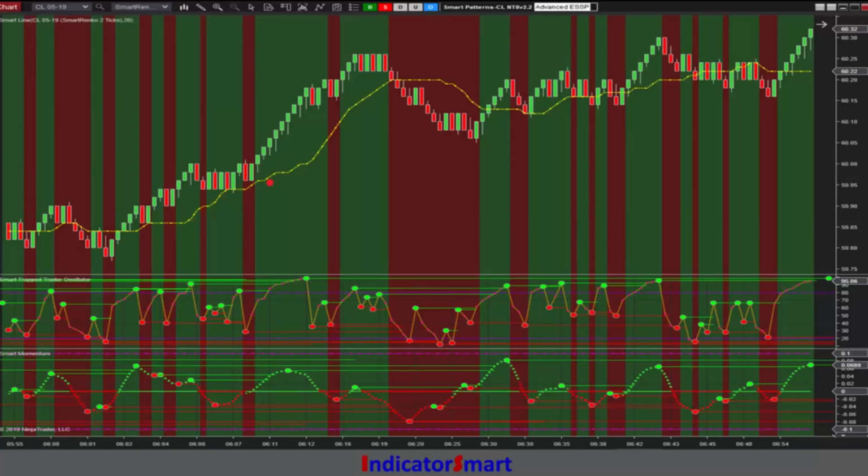And what I have here is the smart line. This is a kind of a point of control. It tells you where the market is above or below. If it's above, the market tends to be trending up. If it's below, the market tends to be trending down. And the market tends to go with that point of control.